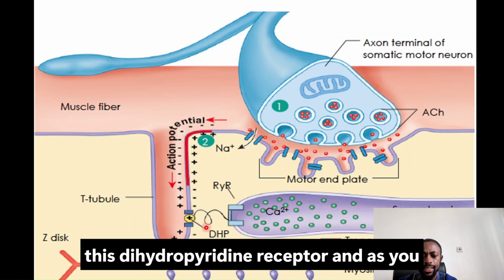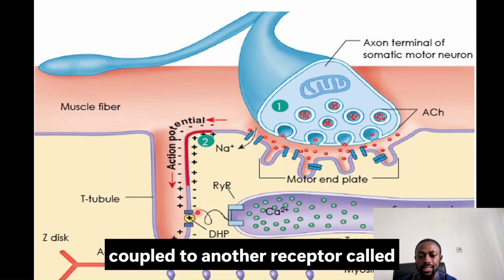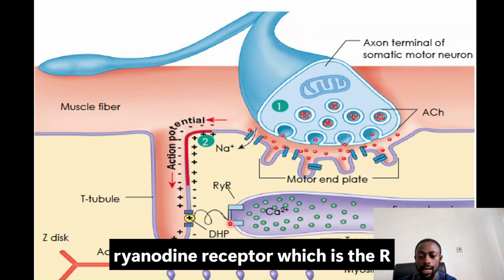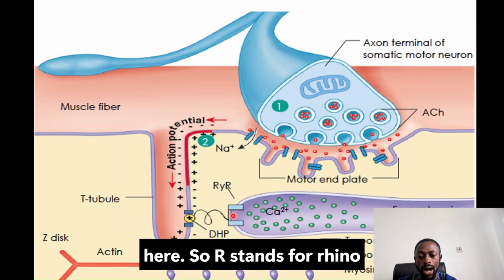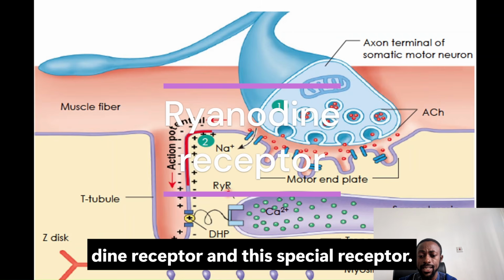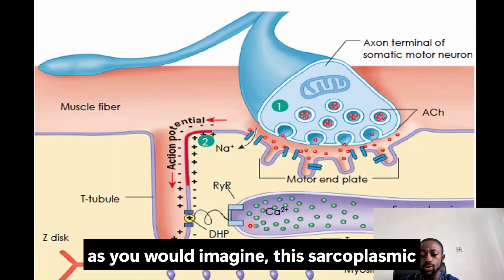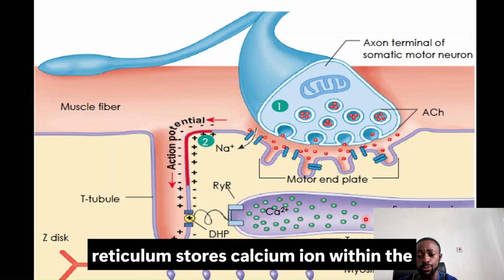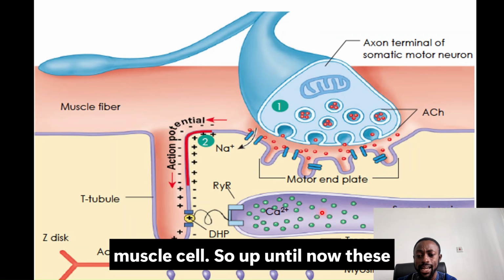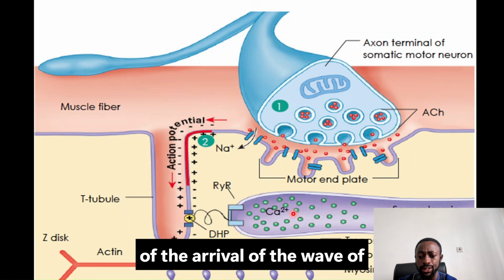And as you can see, this DHP is mechanically coupled to another receptor called the ryanodine receptor, which is the RYR here. So RYR stands for ryanodine receptor. And this special receptor encloses this sarcoplasmic reticulum. And as you would imagine, this sarcoplasmic reticulum stores calcium ions within the muscle cell. So up until now, these calcium ions are enclosed within the sarcoplasmic reticulum.